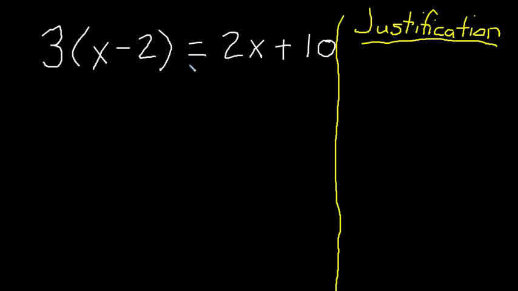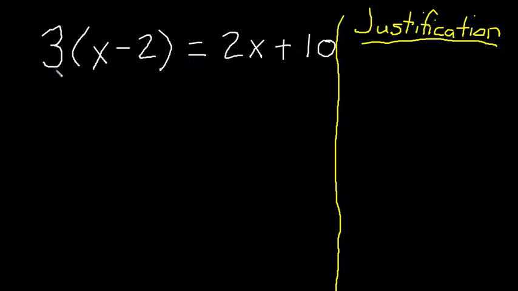Alright, so I had a student ask to go over a problem where we justify our steps in solving an equation. So I wanted to do that. So I created an equation here, 3 times x minus 2 equals 2x plus 10. And I just wanted to solve this problem for x, but I wanted to justify all my steps.